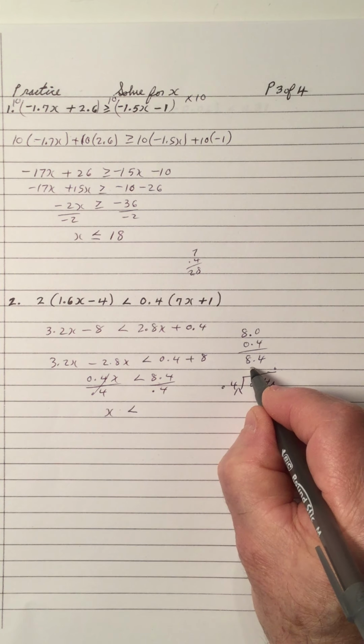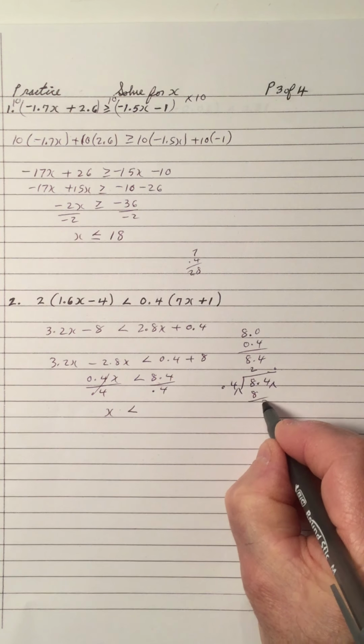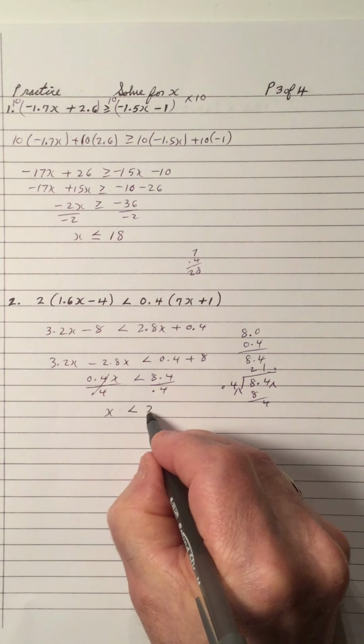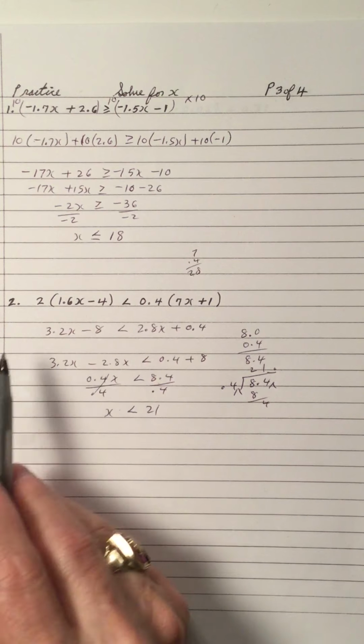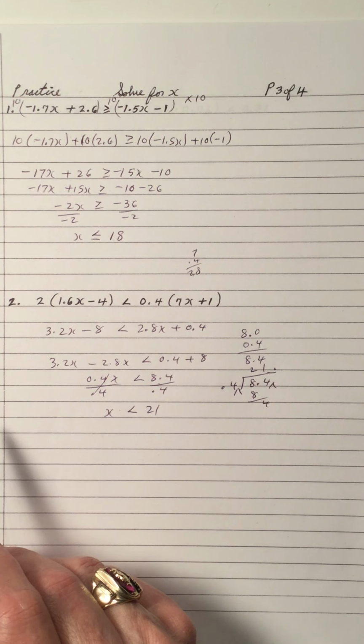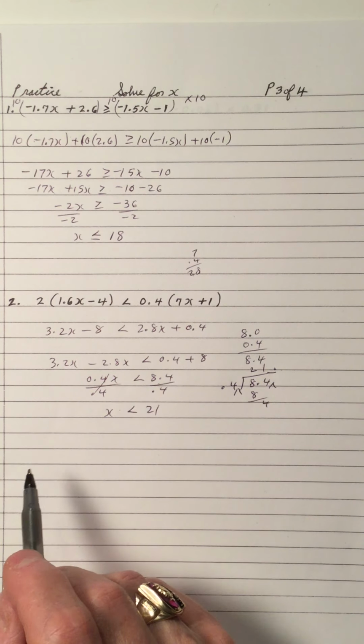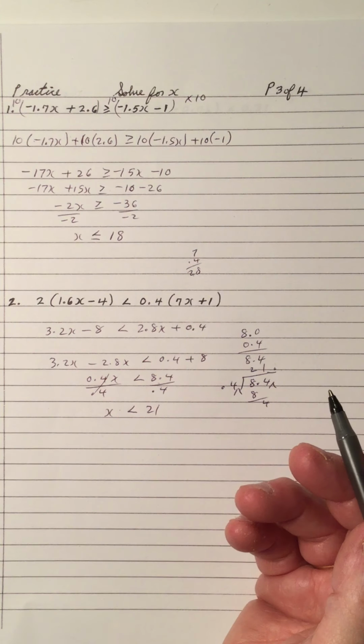4 into 8 goes twice. Bring down your 4. 4 into 4 goes once, so I get a 21. So again, remove your brackets first, and so that one, I worked it out the long way.